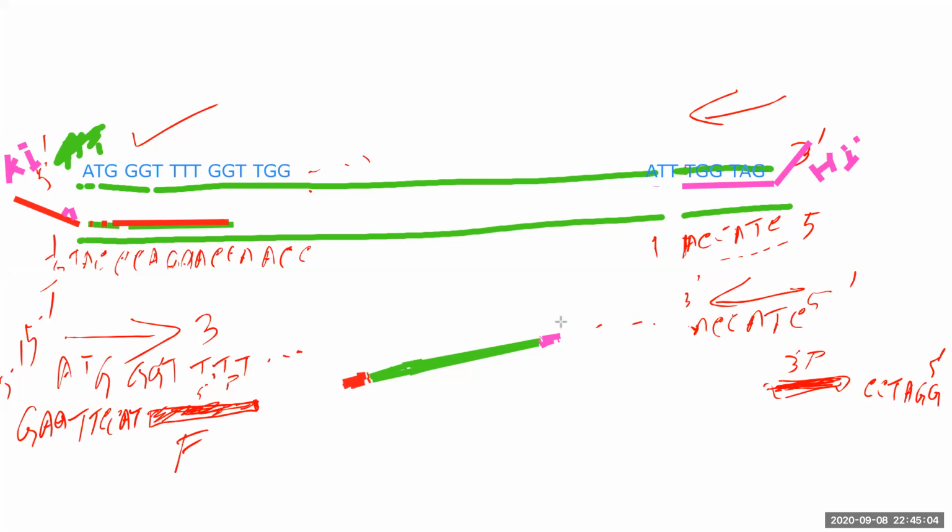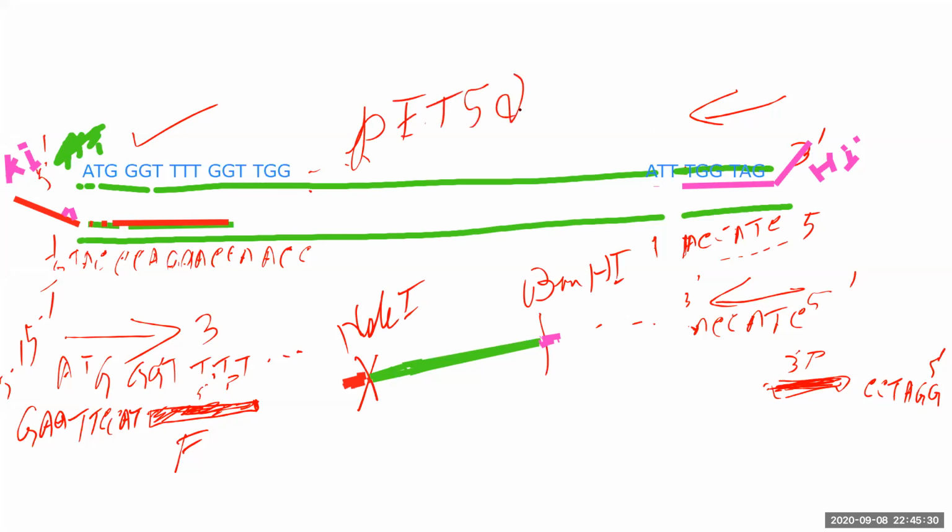Whenever you want to go for expression purposes, then on this one you will cut this one with ND1 and you will cut this one with BAM-H1. And you will cut your vector, like the vector that I am proposing, PET5A, that also you cut with ND1 BAM-H1 and it will go in. Therefore, there is absolutely no need for any such site being in the actual reading frame. Your question should be the other way around.